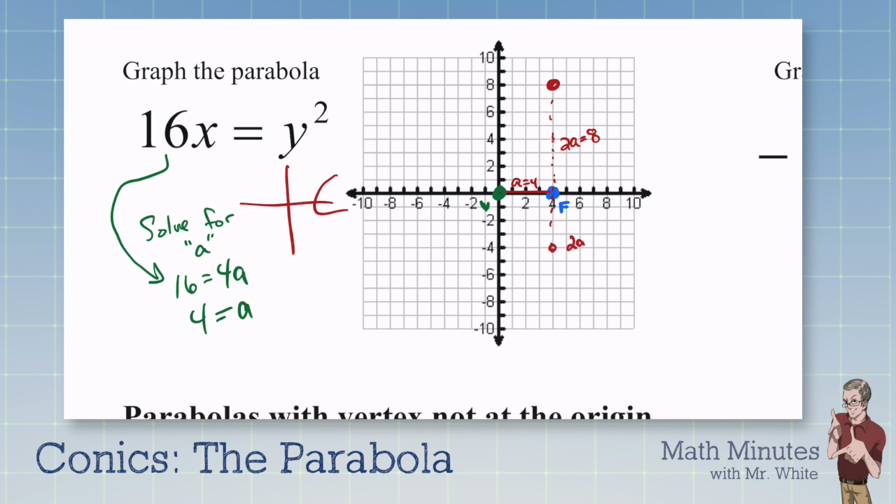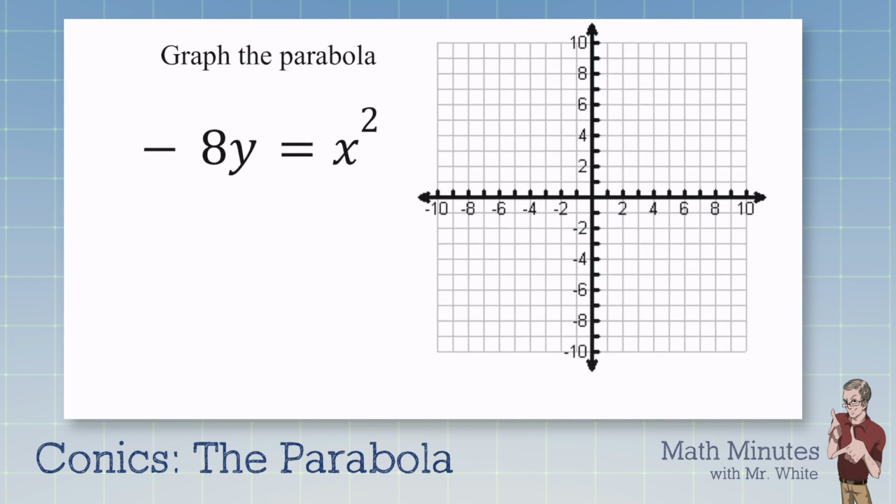So 2a equals 8 over here. I'm going to go all the way down here. And I can now see how wide my parabola would be if the focus is at 4, 0. When you move that focus around, it changes how wide the parabola is. All right, so that's where that latus rectum line segment comes into play. Horrible term, I know.